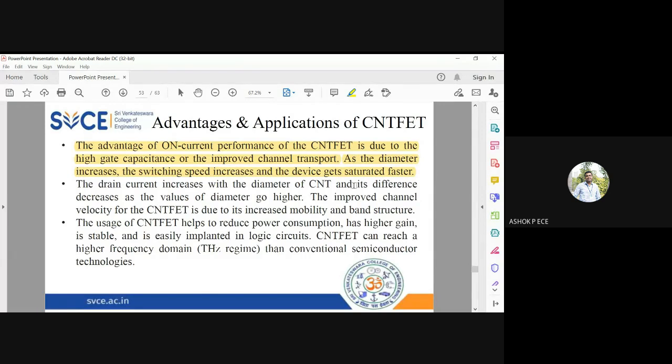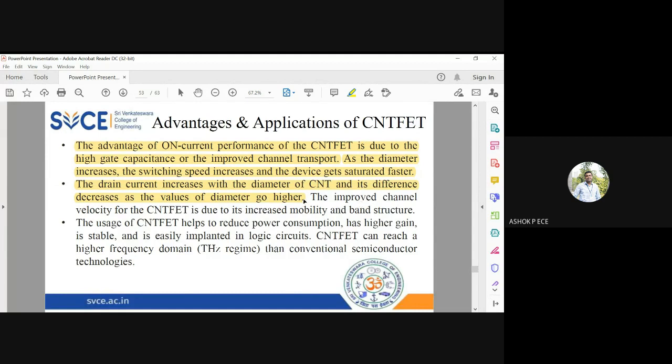So carbon nanotube is a rolled structure, right? So if the diameter is larger and larger, the switching speed will increase and the device will get turned on or turned off faster. So the drain current will increase with the diameter, and its difference decreases as the diameter goes higher and higher. So drain current is dependent on the diameter of your CNT.